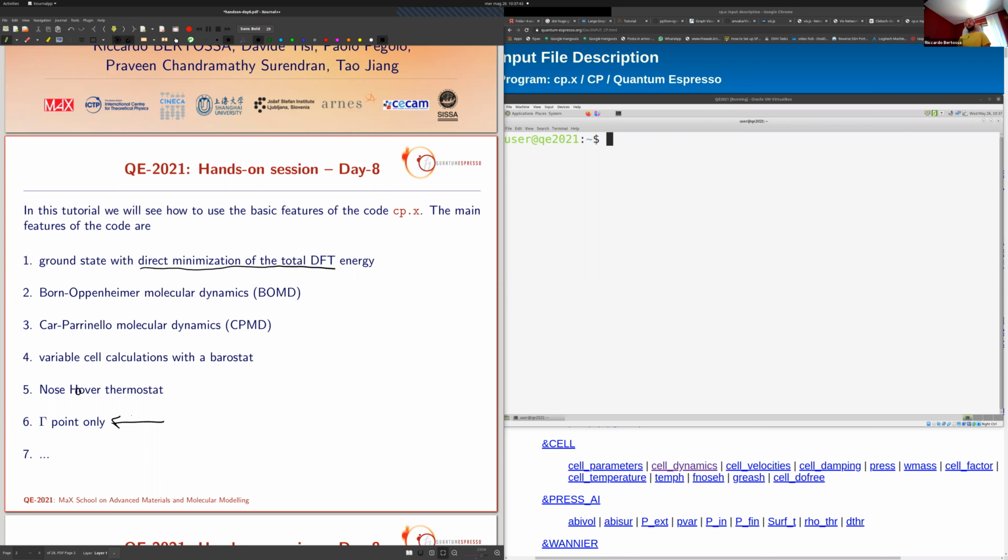An important difference is that this code can do only gamma point calculations. That means you do not have to converge the k-point grid, and you have to check, of course, for the size effects that can be present. So you can start with a small system, and then you can try the same simulation with a larger system and see if the quantities that you compute from the equilibrium simulation are the same or not. And then also other stuff that I don't mention.